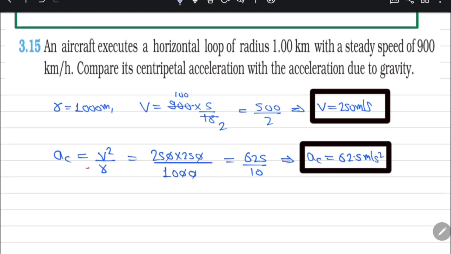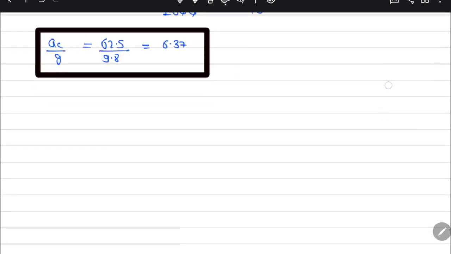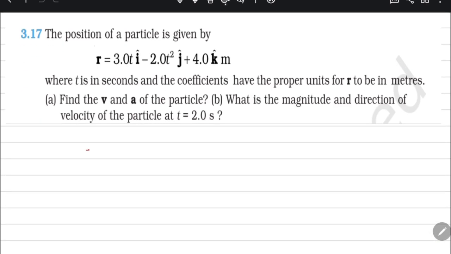Right. So they are asking to compare the centripetal acceleration with the acceleration due to gravity. So 62.5 divided by 9.8. This comes out to be 6.37. Understand now? We are just saying compare this relation. Proceed for the next question.